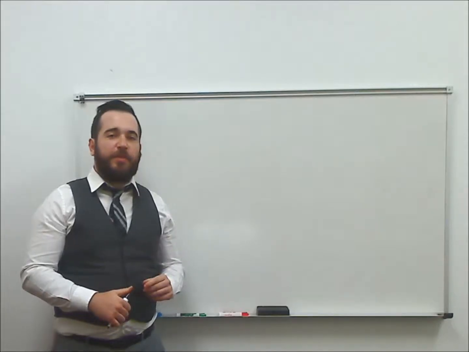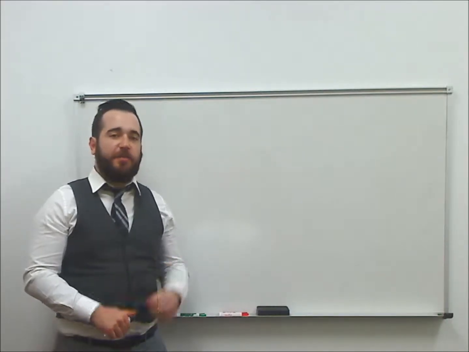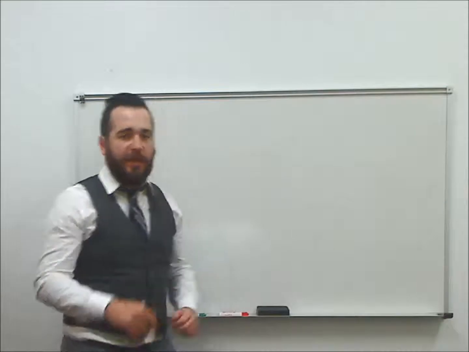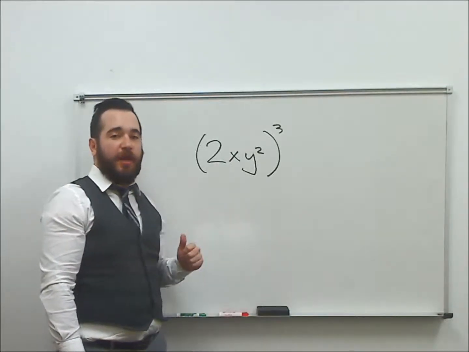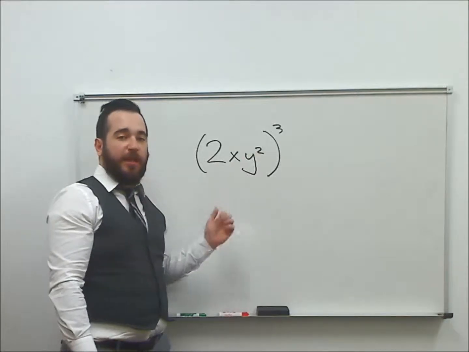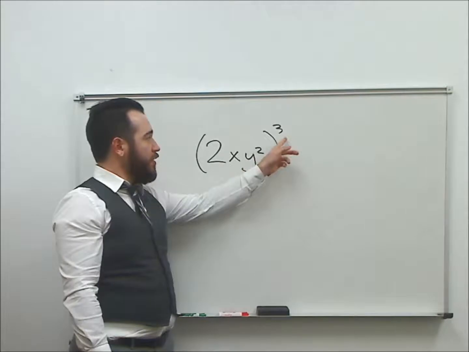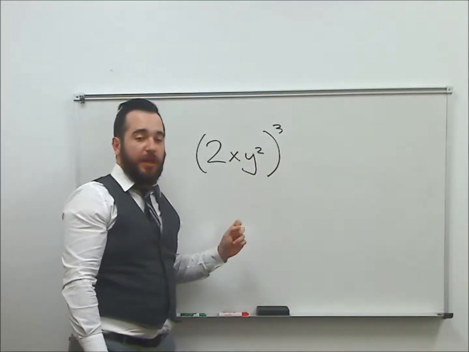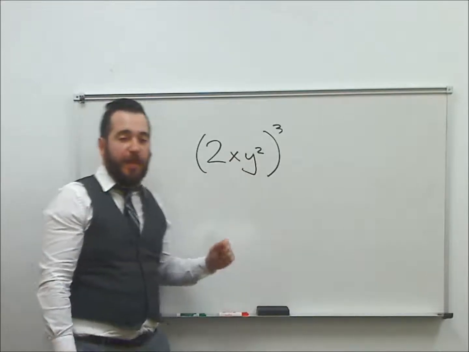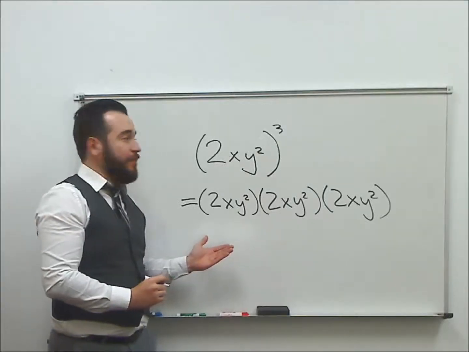Now let's try something a little bit trickier, but is worth going over because I see students miss this quite a bit. Let's say we have 2xy squared all raised to the 3rd power. So when you're applying the exponent rule here, the cube goes to each term, not just one. Because remember, if you were to write this out by hand, you would get 3 copies of 2xy squared.